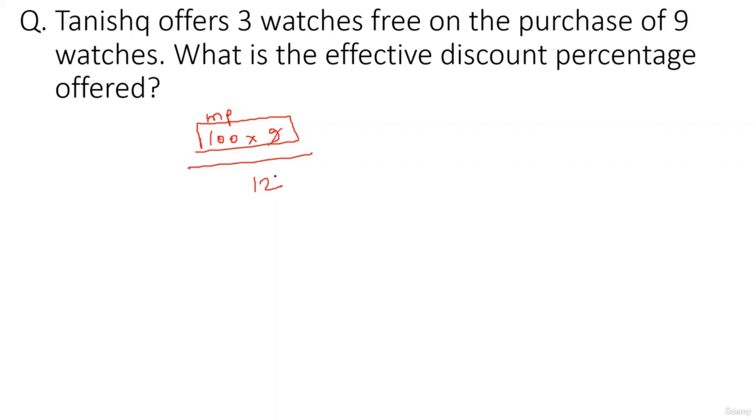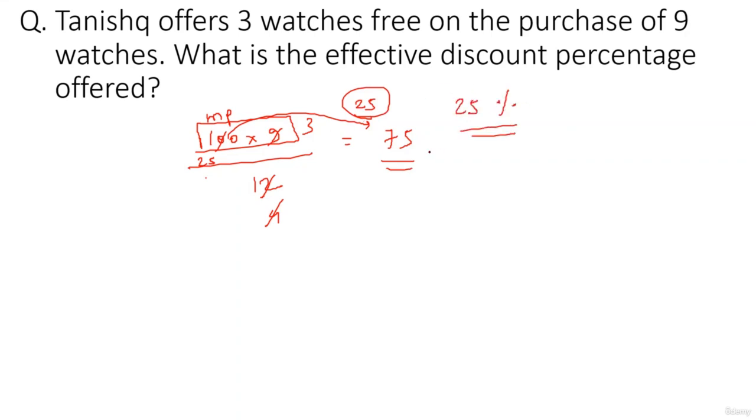So you cancel out 3, 3. Then 3 ones are 3, 3 fours are 12. You also cancel out 4, 4, 4 twenty-fives are 100, 25 into 3 is 75. You can very clearly observe there's a discount of 25 rupees. 25 out of 100 is nothing but 25%.